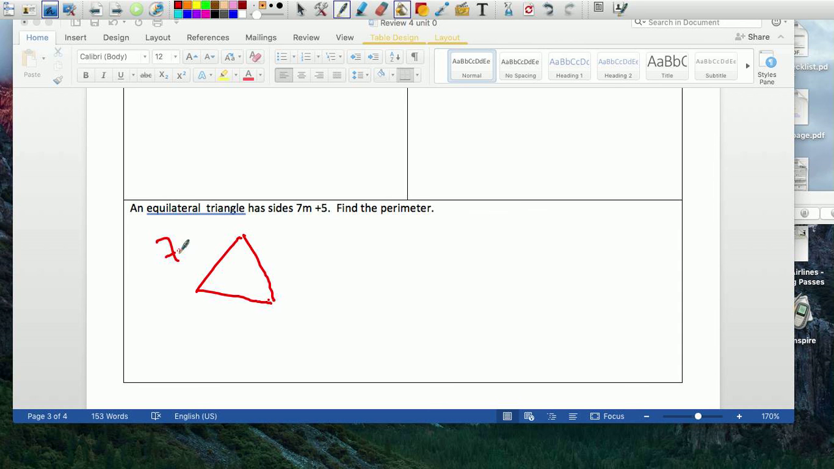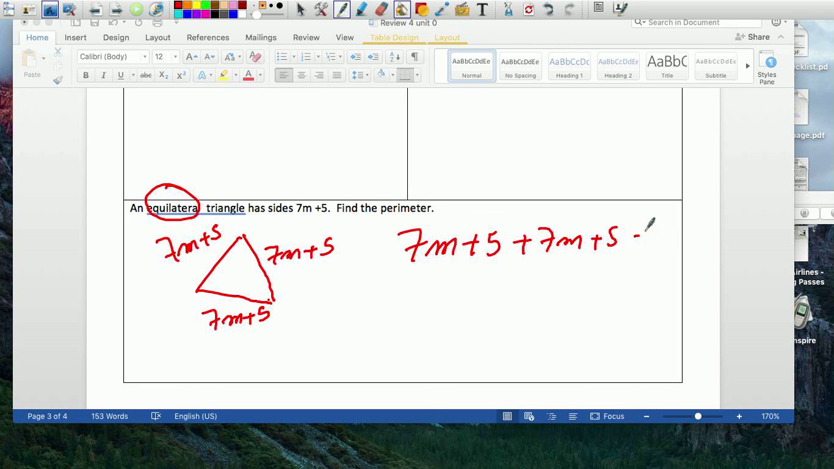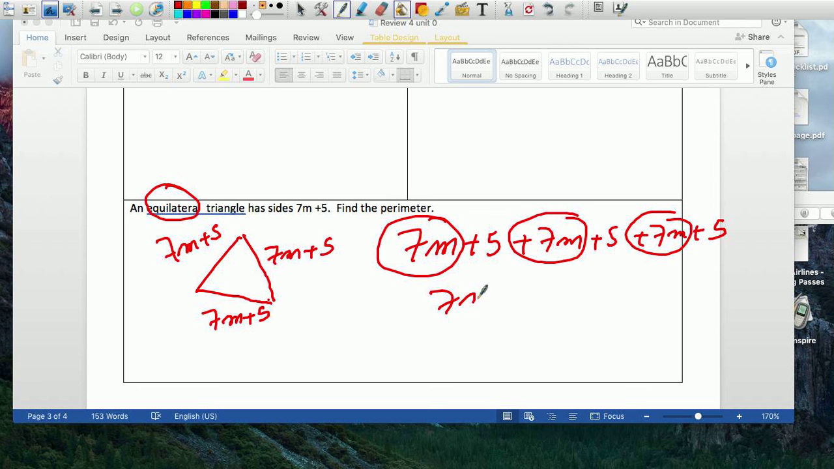But this is 7m plus 5. This is 7m plus 5. And this is 7m plus 5. They're all the same because it's equilateral. So 7m plus 5 plus 7m plus 5 plus 7m plus 5. Like terms, 7m plus 7m plus 7m, and then it's the plus 5 plus 5 plus 5. So all my like terms are together.